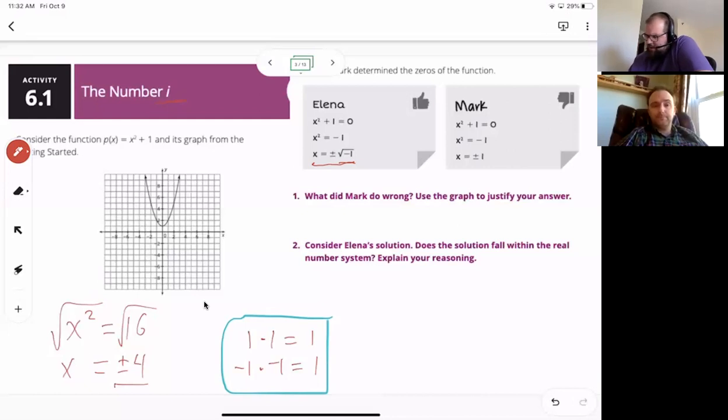The other comment I want to make about this, because it says talk about using the graph to justify your answer.